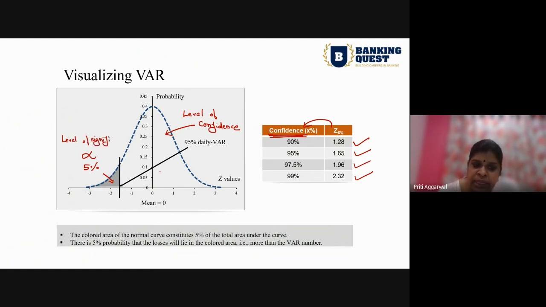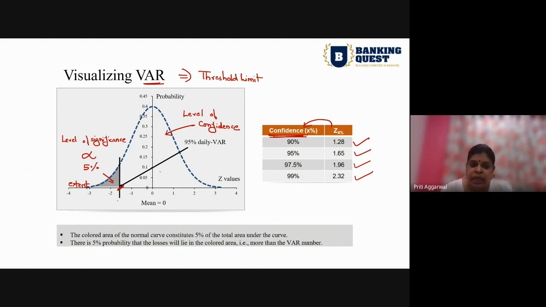So I can say that I am 95% confident that on a single day my losses will not exceed this level. But what the extent will be, I may not be aware. That will not be defined by my VAR. VAR will only give you your threshold limit. It will not tell you to what extent your losses can go.